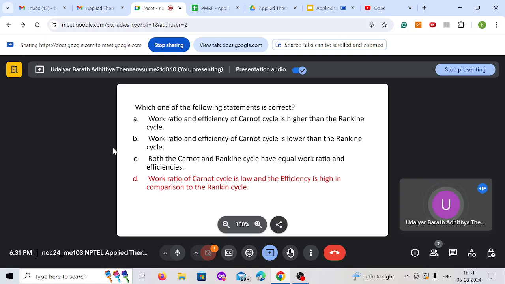So in either way, your work ratio will be small for a Carnot cycle, and then efficiency, the highest efficiency any cycle can provide is the Carnot cycle. So Carnot cycle will give you the maximum efficiency. So work ratio of Carnot cycle is low and efficiency is high in comparison to the Rankine cycle is the correct option.